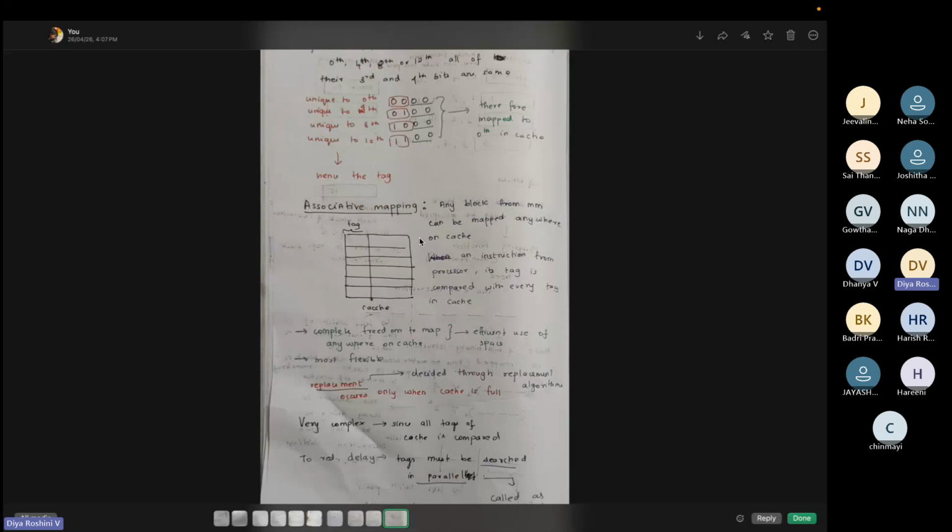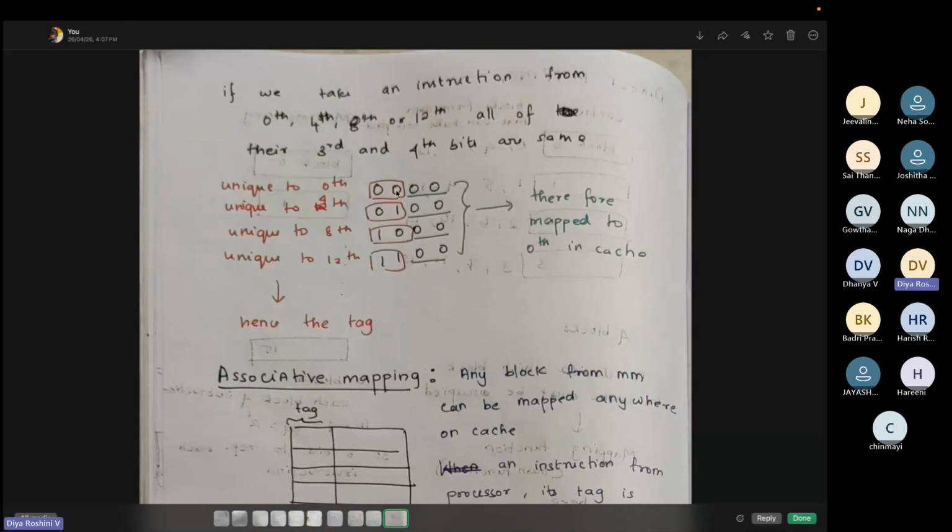If we see here, this is 0, 4, 8 and 12. If you see, the last 2 bits are the same for all the 4. So basically 0, 0 is 0, right? So all of these 4 blocks are supposed to be placed only in the 0th block of the cache. But how do we differentiate all of the 4? The rest of the 2 bits, 0 0, 0 1, 1 0, 1 1, differentiate which of the 4 blocks.